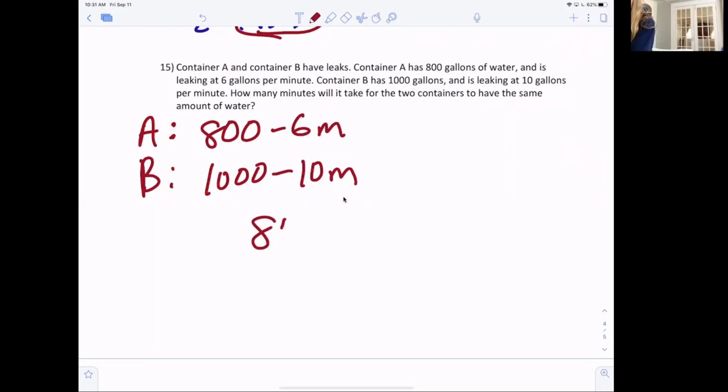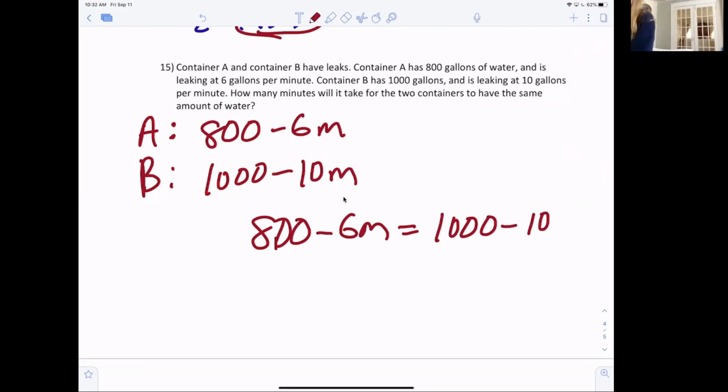800 minus 6m equals 1,000 minus 10m. 10 what though? 10 gallons per minute. I want to make sure you're not leaving out the variable. And I'm not sure if you understand what I'm saying on that. Do you understand why it's M and M on both of those?